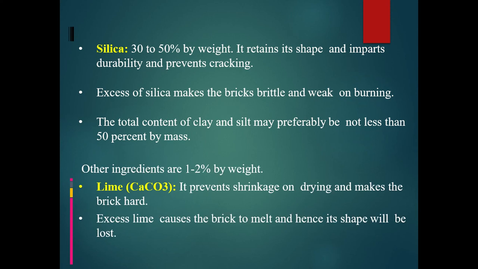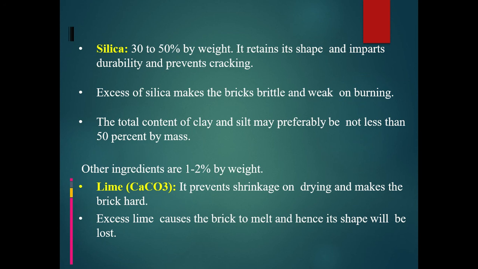Other than these three major ingredients, you may have a scope for other ingredients also in your soil or the earth, whatever you are using to make your brick. But remember that they all should be less than 2% by weight. Meaning if 100 grams is your sample, all these ingredients which we'll talk about in the next 2 minutes should be less than 2%. If you sum up all the weights of these ingredients, it should be less than 2%.